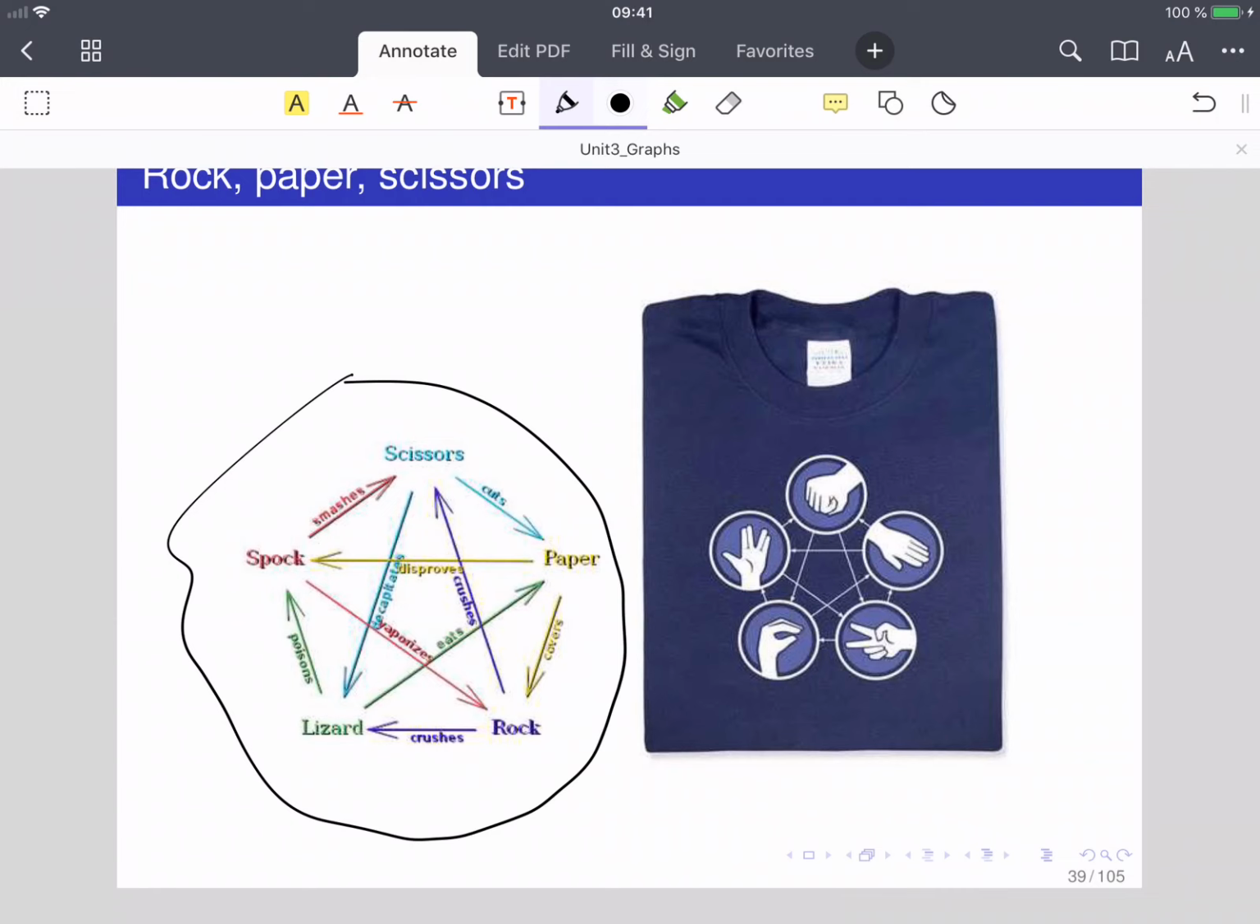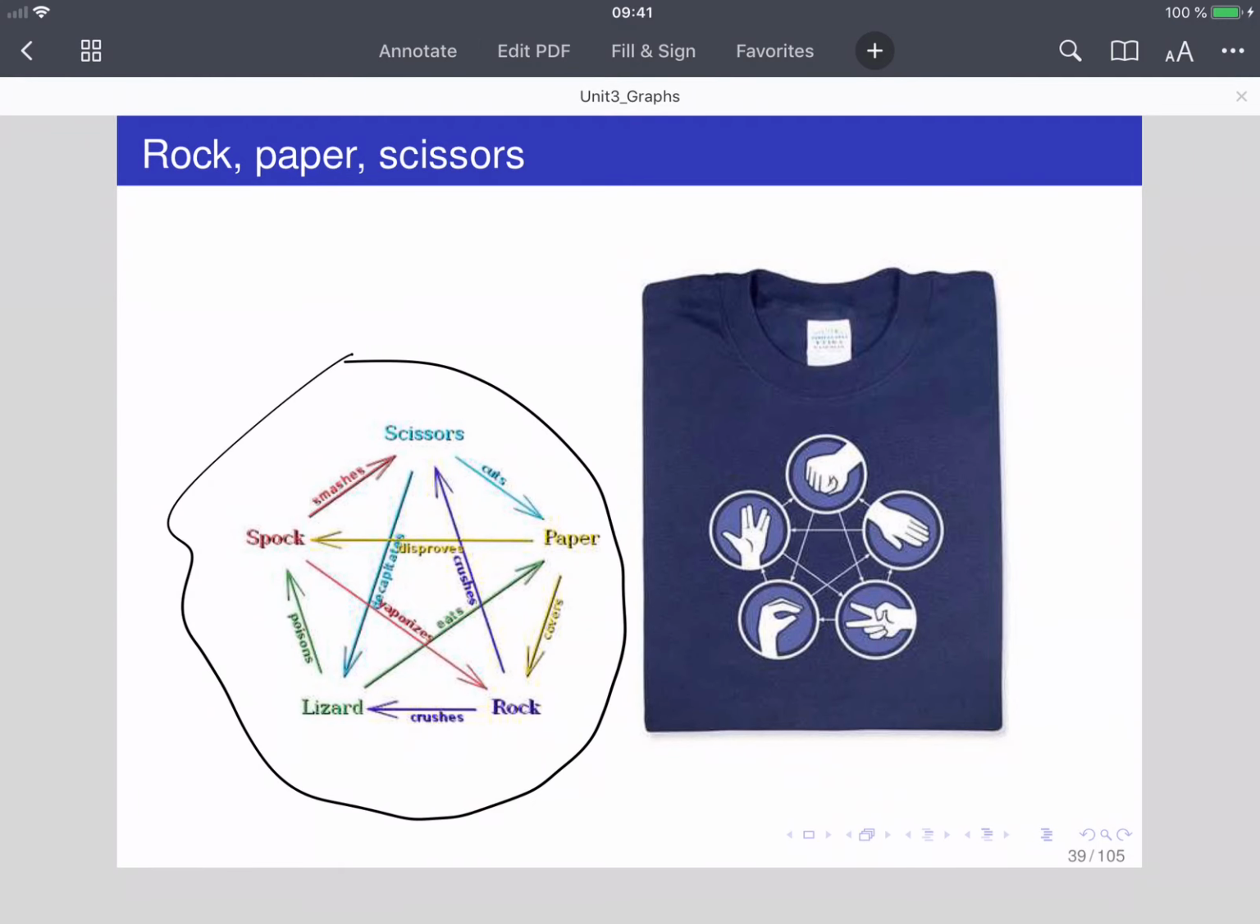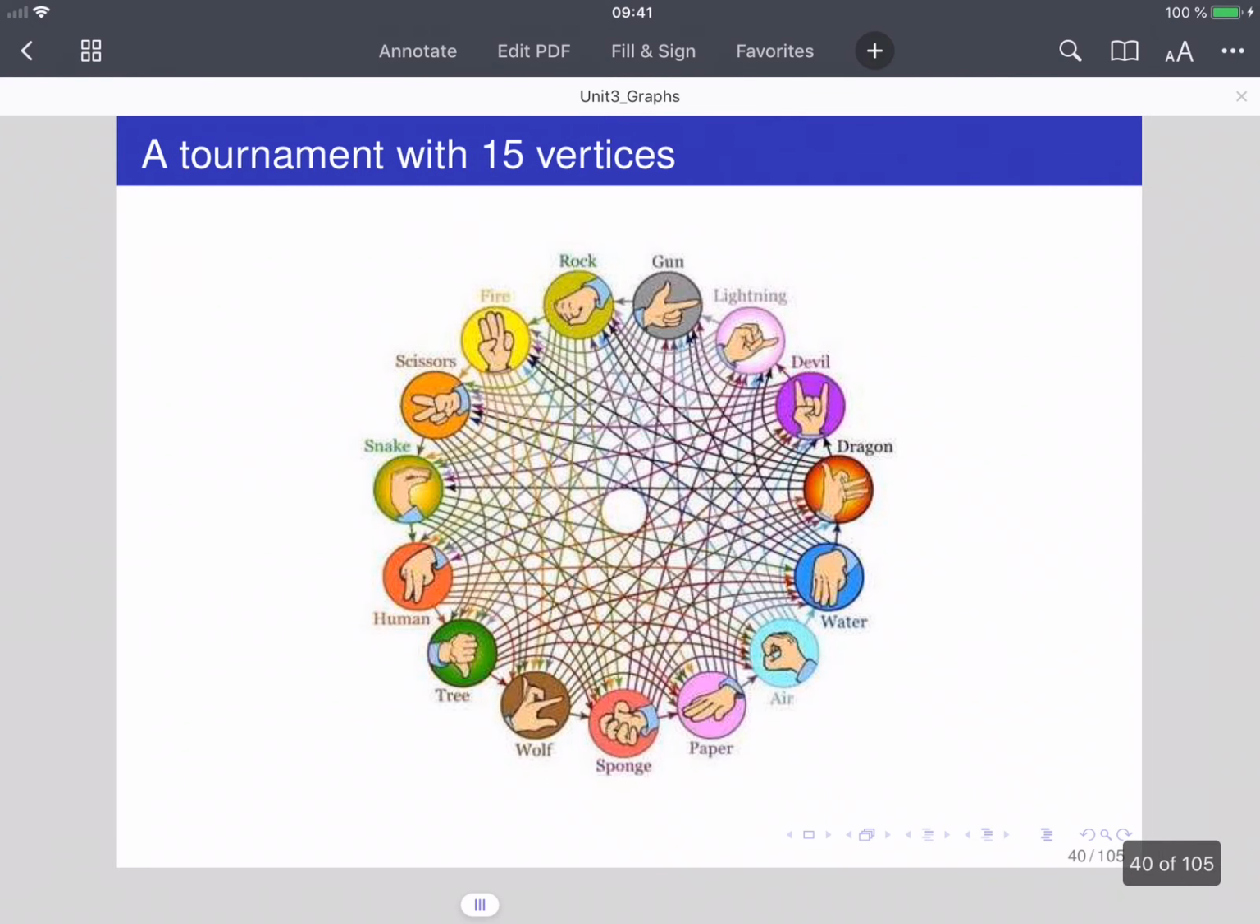So this is also a tournament, and this has also been generalized to more complicated games in which you have, of course, rock, paper, scissors, and many more elements, in this case 15 elements. And as you can see here, this is also a tournament. Okay, so as a funny fact, you can see that this kind of game is also a tournament.